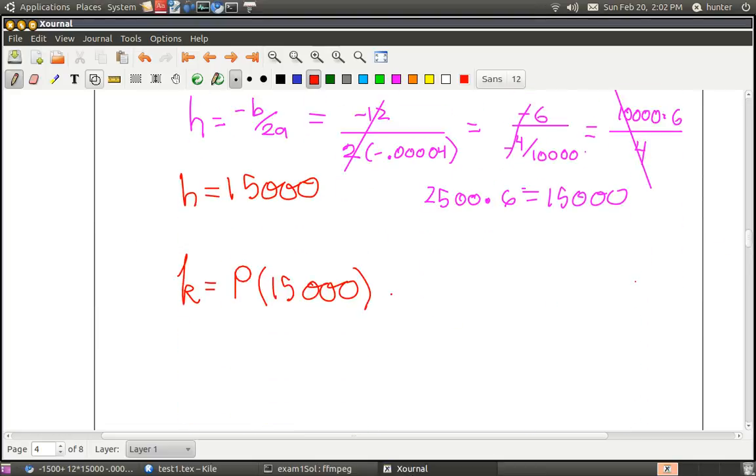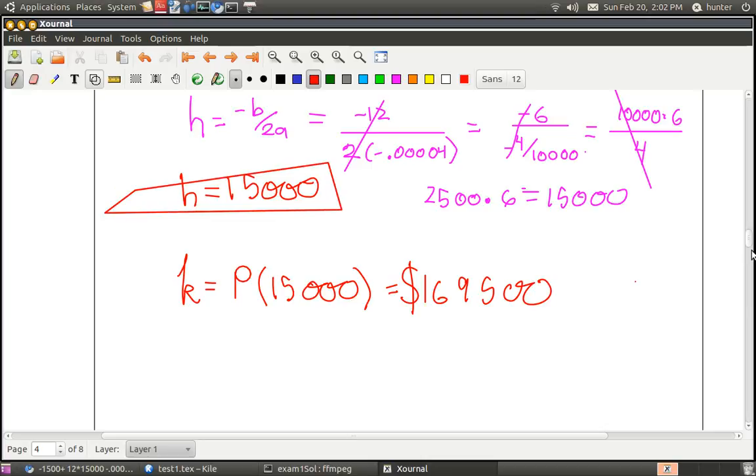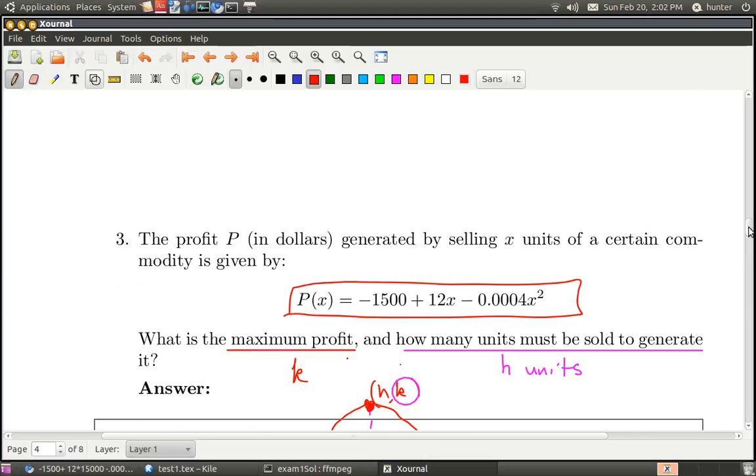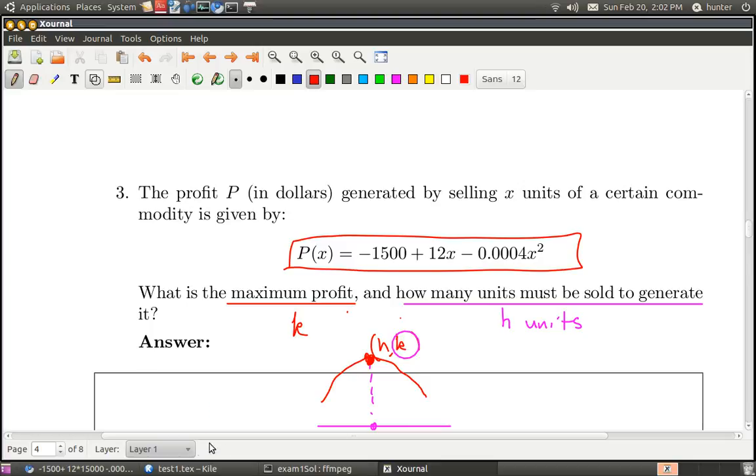So almost done. Now k is 169,500. And that's it. Great. So this is the maximum profit possible, and it occurs when you make 15,000 units. Looks scary, but an easy question.